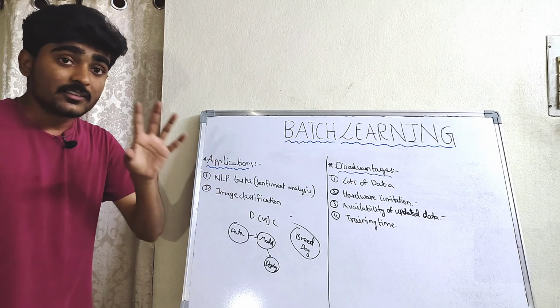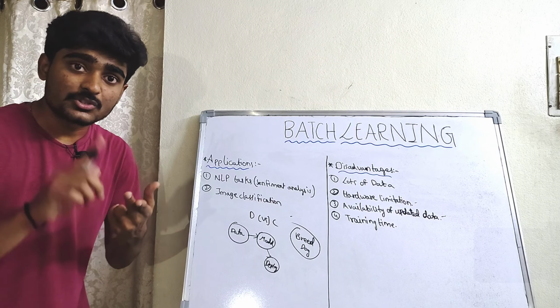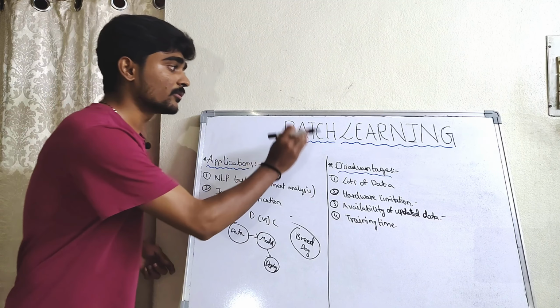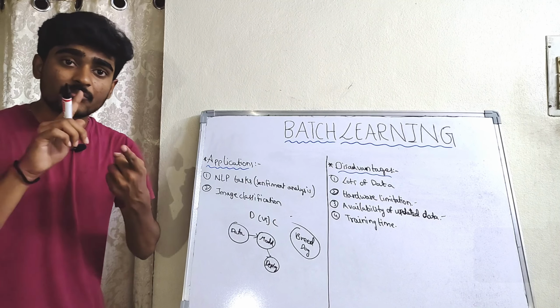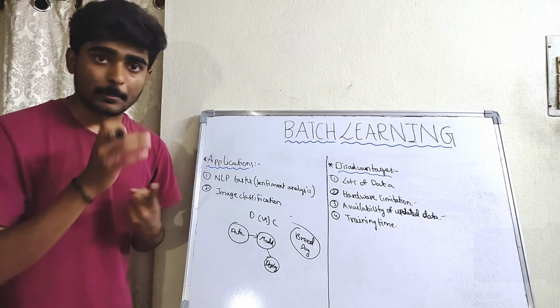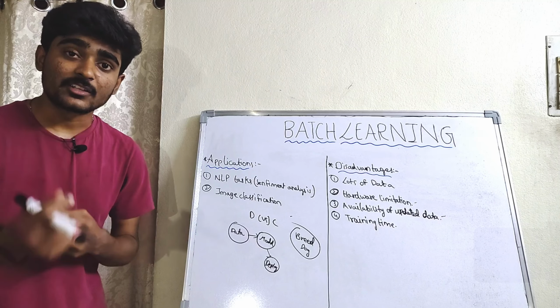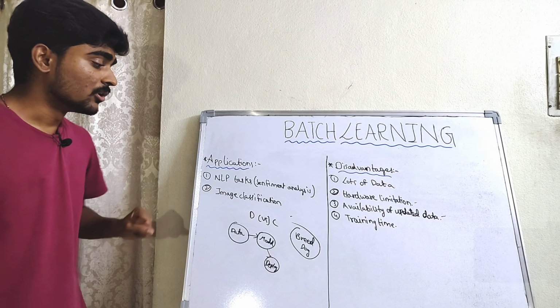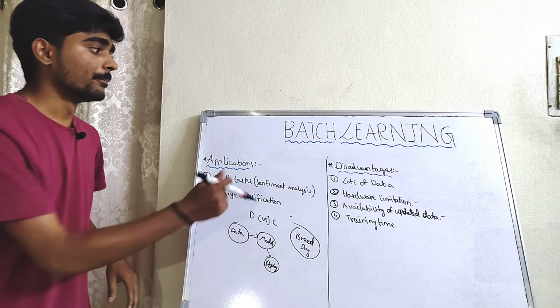And the second case is when the historical data is sufficient for the entire training process, then we need to use batch learning. So the first case is when a static model is required, and the second is when historical data is sufficient for training. These are the main applications of batch learning.